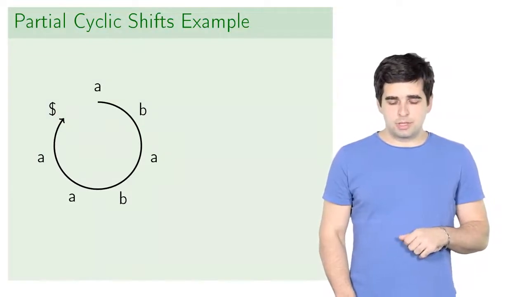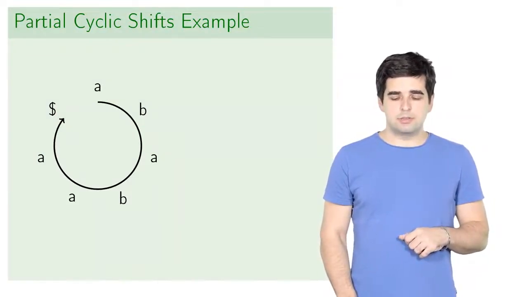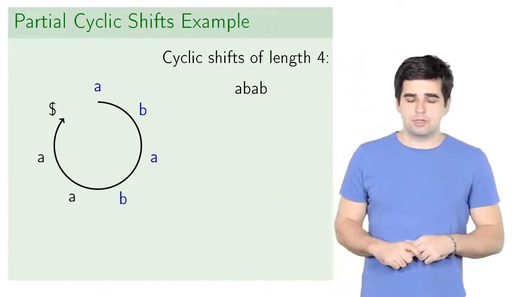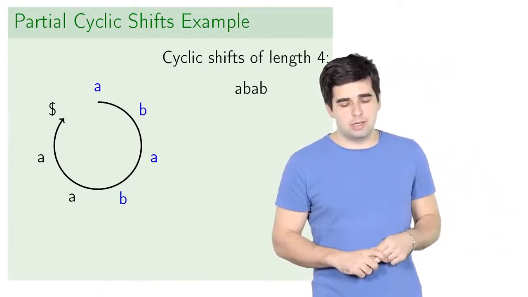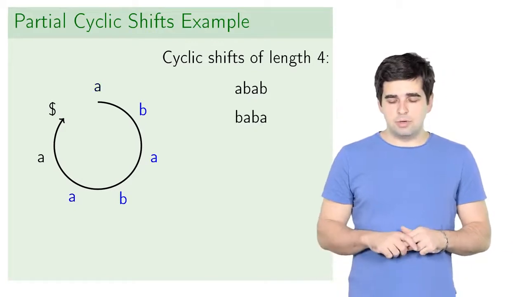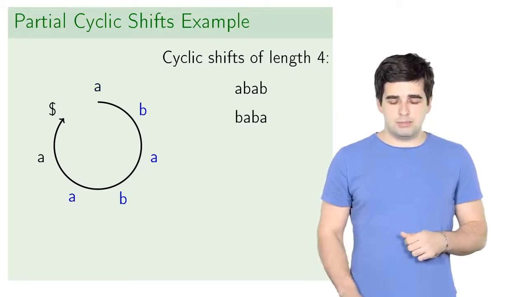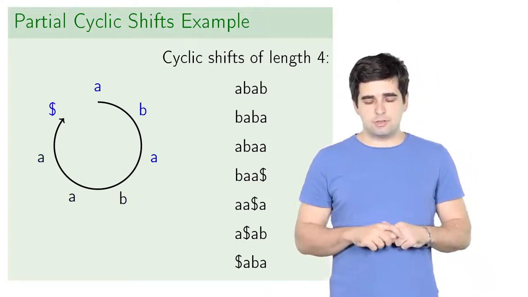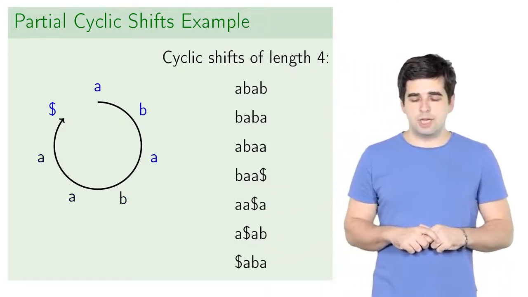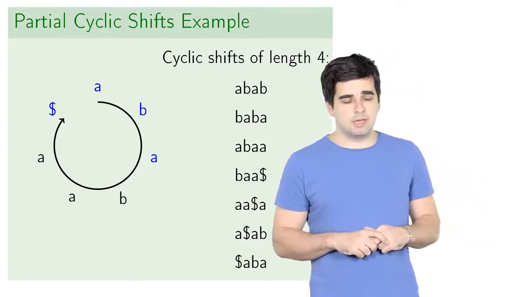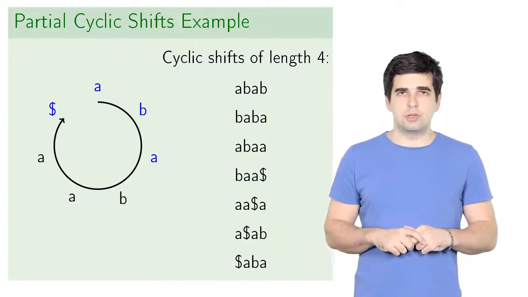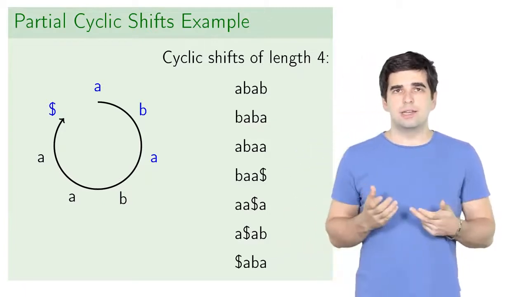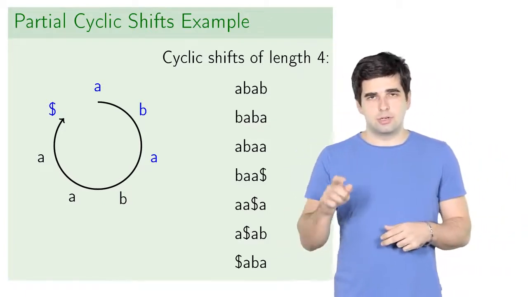For example, if we take the same initial string and want to build all cyclic shifts of length 4, we can start from the first character A and we'll get ABAB, or we can start from B and get BABA, and so on. We will have again 7 different cyclic shifts of length 4, ending in $ABA. Note that we only go in the clockwise order, because this is the order in which our cyclic string S is written around the circle.